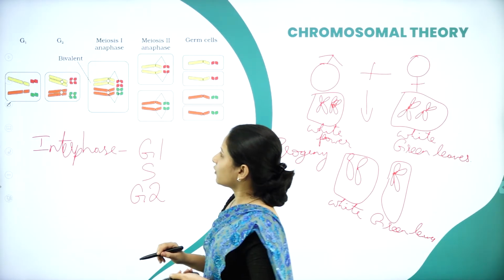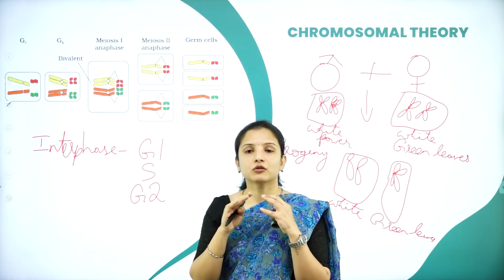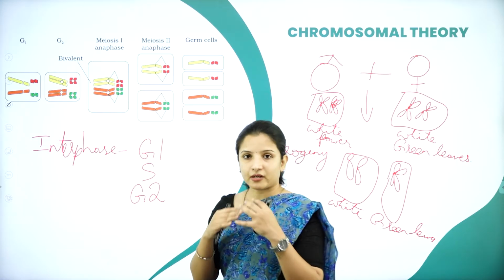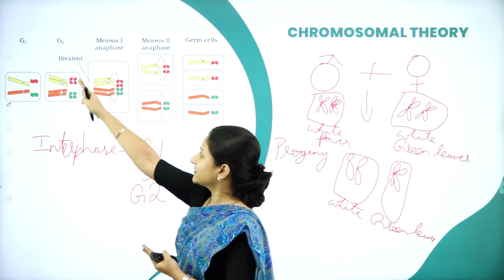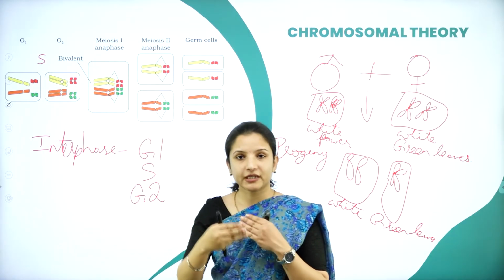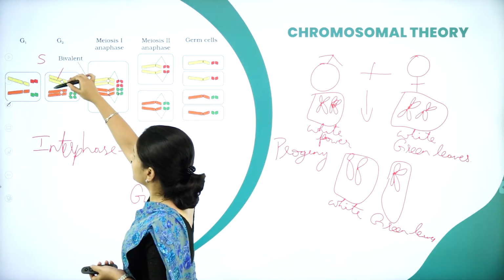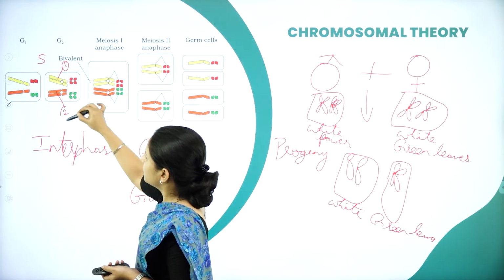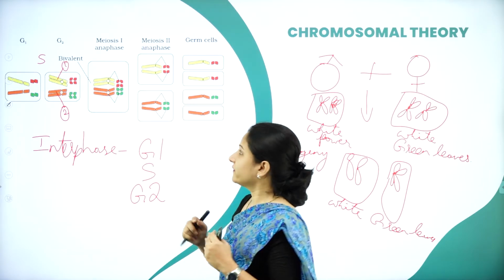In the G1 phase, what happens? The chromosomes are not in duplicates, so the cell prepares itself for the duplication of the chromosomes. In the S phase, the duplication of the chromosomes starts, and in the G2 phase, homologous pairs of chromosomes are produced. These homologous pairs are nothing but bivalents.